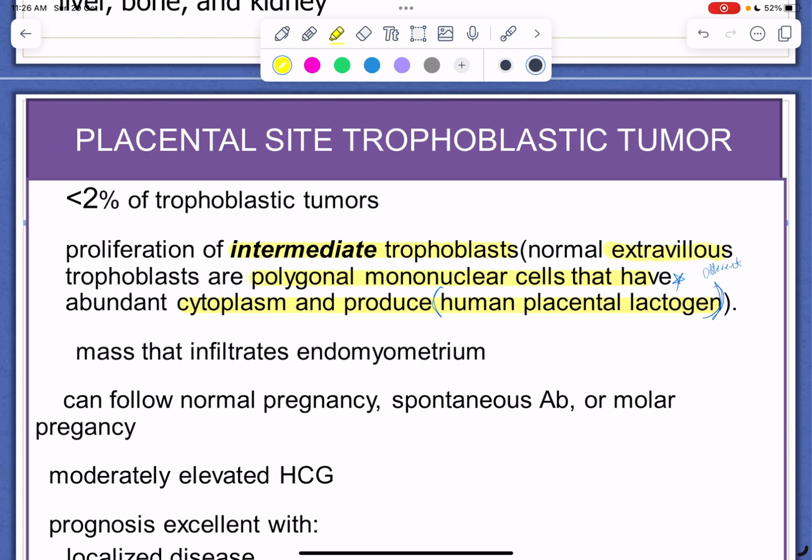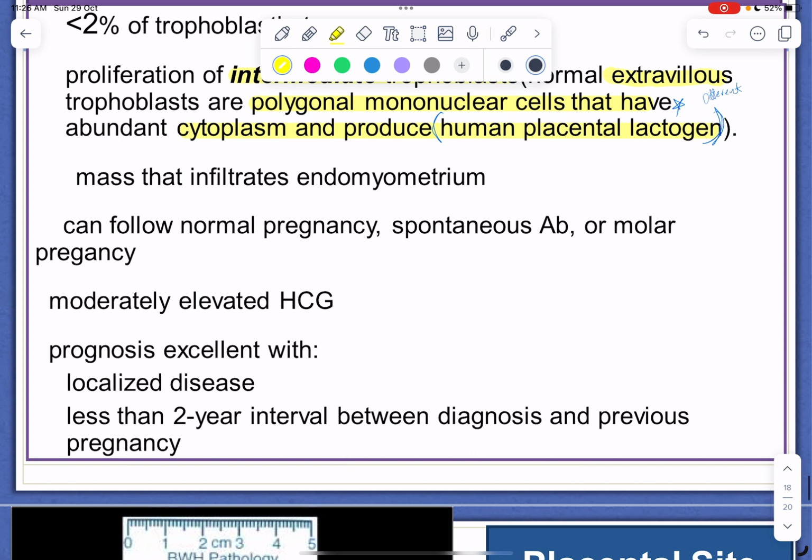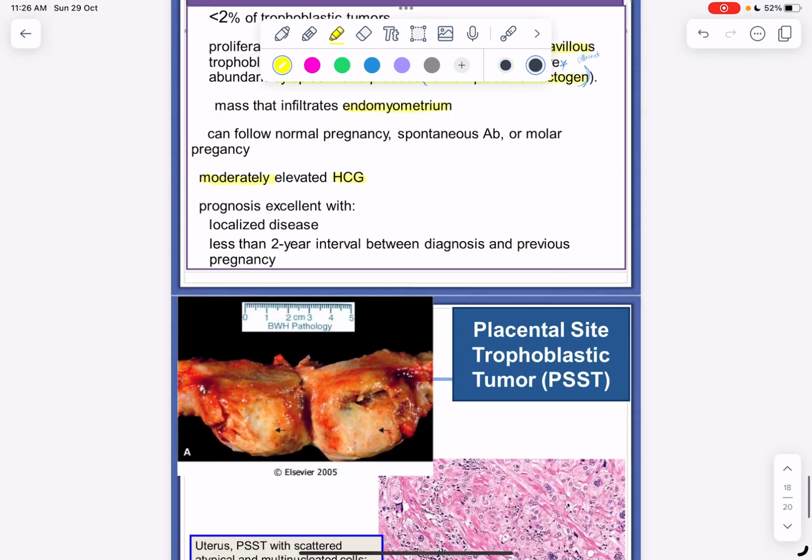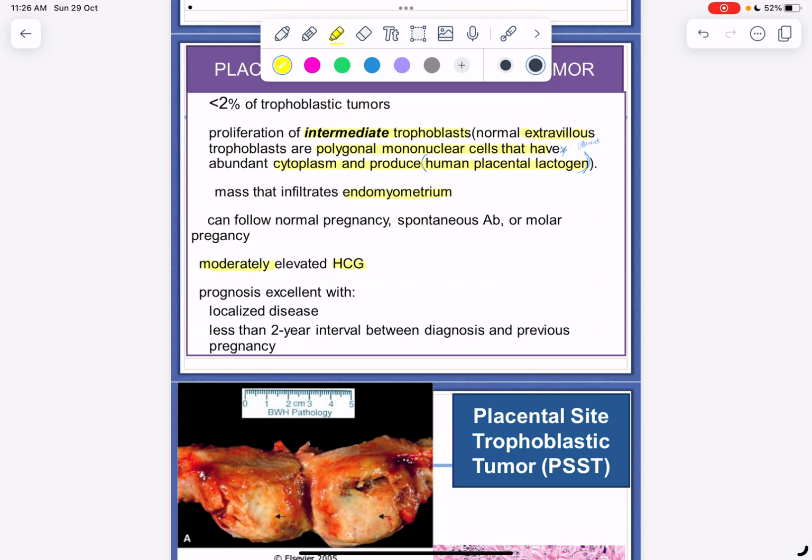It can follow normal pregnancy, spontaneous abortion, or molar pregnancy. It has moderately elevated HCG, moderately. The highest is in choriocarcinoma. After that come complete hydatidiform mole, invasive mole, and here also placental site trophoblastic tumor. That means for these tumors there are two tumor markers, human placental lactogen and HCG, and both of them are elevated in this tumor. Prognosis is excellent if it is localized disease and not metastasizing, or if the interval between the diagnosis and the previous pregnancy is less than 2 years. Okay?